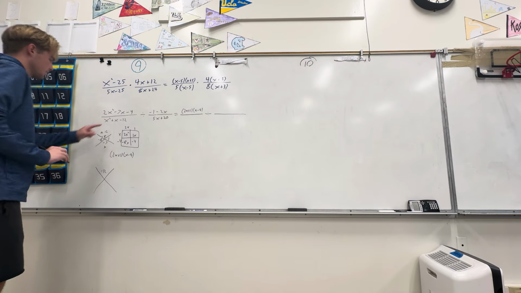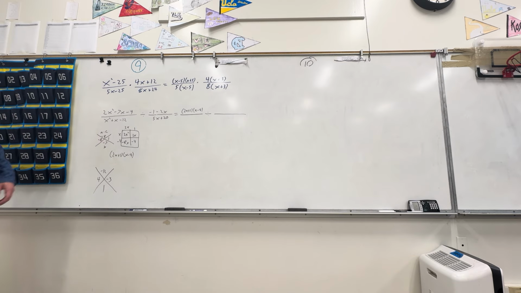We have an invisible positive 1 in front of x. So what two numbers multiply to be 12 add to be 1? 4 and negative 3. And since there is no number in front of x squared, we do not need to make a box. We can just take these two numbers from here. So x plus 4, x minus 3. We can write this here.